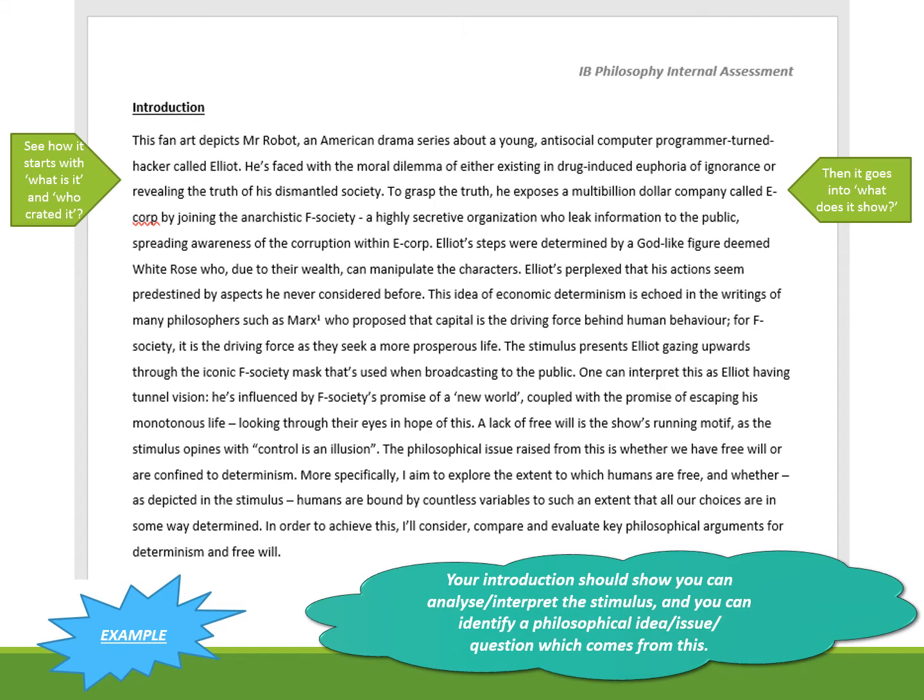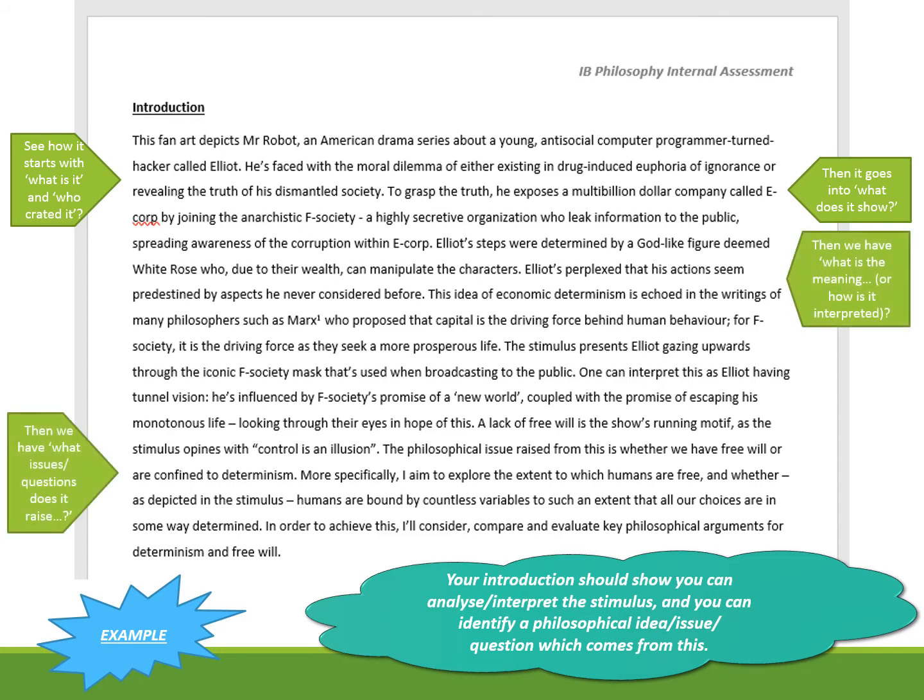So that's how you need to do it. You need to follow the criteria that I listed earlier about what is the stimulus, who created it, what does it show, what's the meaning, and what can be interpreted. So towards the end of their introduction, that's where they say what issues or questions it raises, and they raise the issue. As you can see from the fifth line from the bottom, the philosophical issue raised from this is whether we have free will or are confined to determinism. That one short sentence clearly states what the issue is.